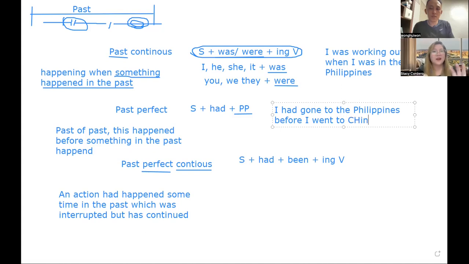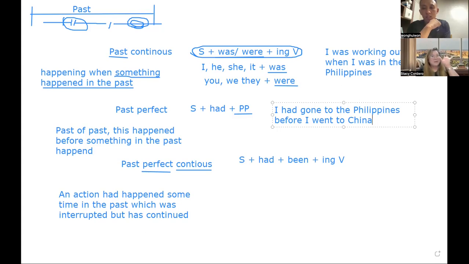very good. So I had gone to the Philippines before I went to China. So you said I went to China. Does this mean you are still in China? Are you still in China when you say I went to China? If I may ask, if you say I went to China, am I still in China? Yes or no? No. No, right? Because it's already in the past, simple past. Right now, where are you, Mr. Zhong? I stay in Korea. Yes, you are in Korea.